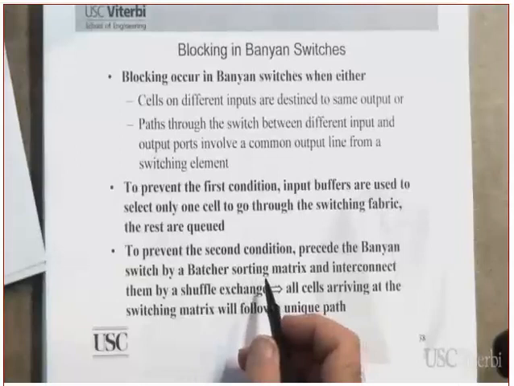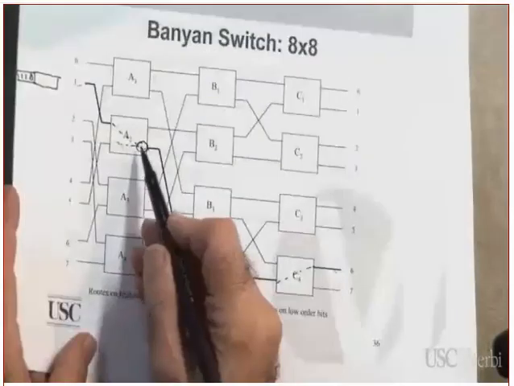Excuse me. Why do we have internal blocking? Let's understand the math a little bit.